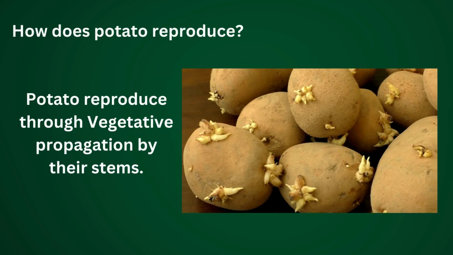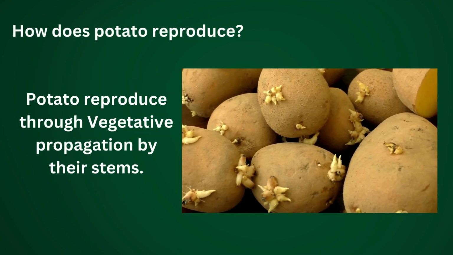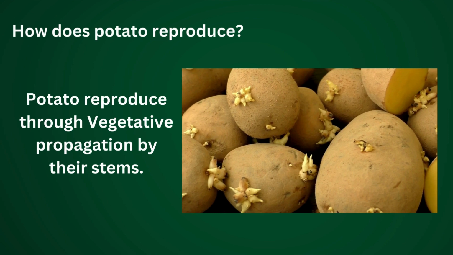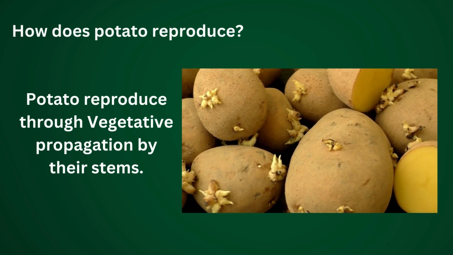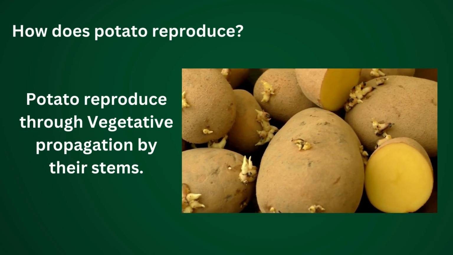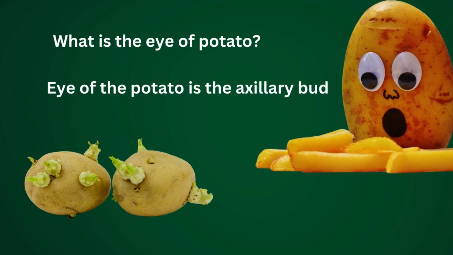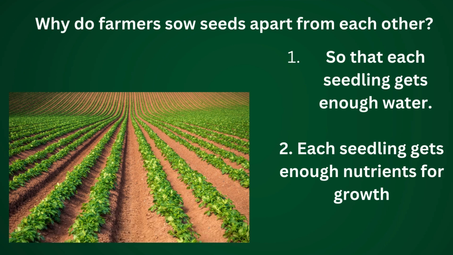How does a potato reproduce? Potato reproduces through vegetative propagation by its stems. What is the eye of a potato? The eye of a potato is the axillary bud. Why do farmers sow the seeds apart from each other? So that each seedling gets enough water. Each seedling gets enough nutrients for growth.